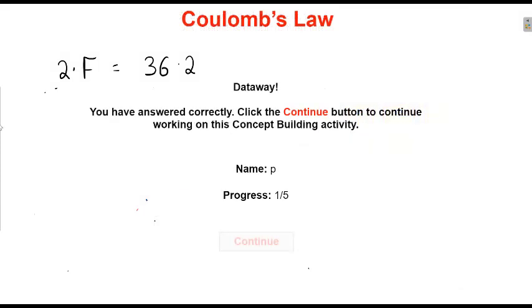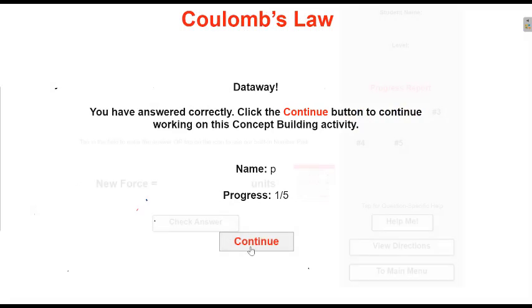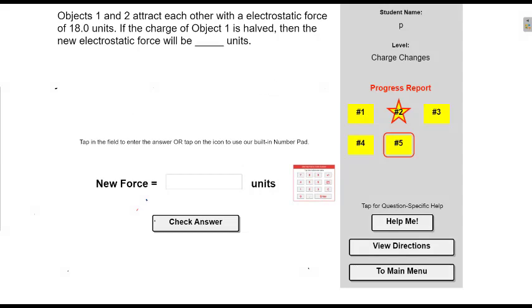All right, next one. Here I have an electrostatic force of 18. If the object one is halved, well then I have to do that to this side too. So my answer is 9.